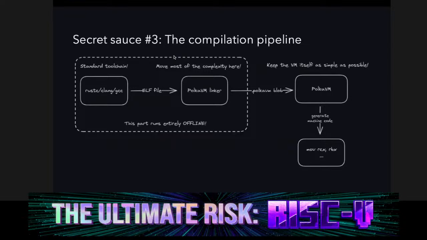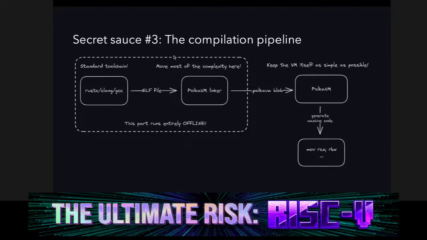Basically, the VM doesn't actually load the files that a compiler spits out. What we do is use a standard toolchain, so your standard RISC-V Clang or GCC, and we compile the program into a standard ELF file. And then we have our own linker, which takes that ELF file and post-processes it.